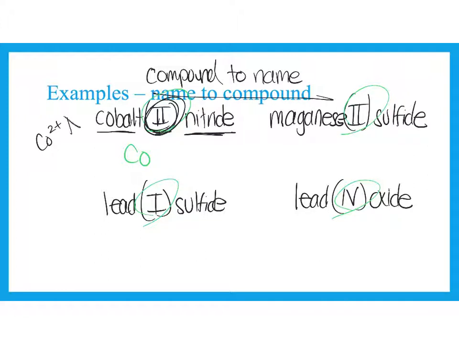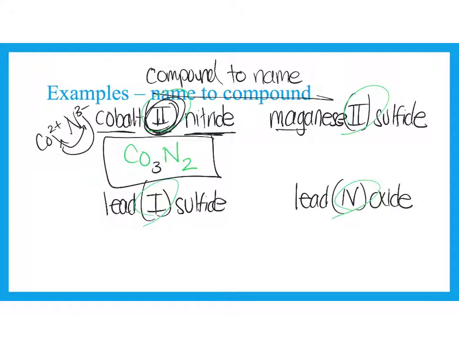Nitride is N3 negative. So you can see that the 2 is going to trade places with the 3, right? So it becomes Co3N2. And so this is the formula for cobalt 2 nitride.